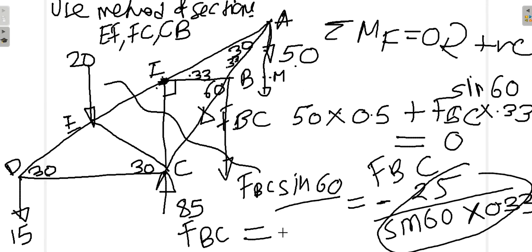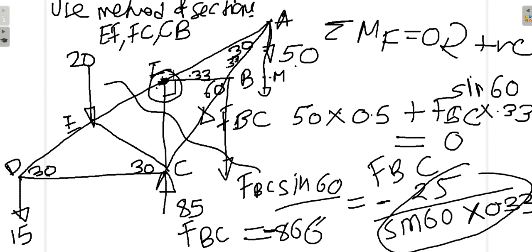I get the answer as 86.6, minus. That means I get the value of FBC as compressive, 86.6. Please note what I have done.